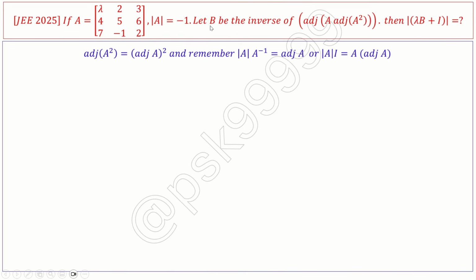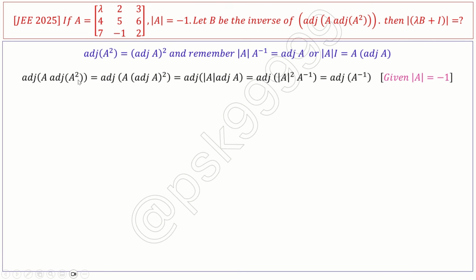So note down these formulae. Adjoint of A square is nothing but adjoint of A whole square. And remember the definition of inverse: determinant of A into A times A inverse is nothing but adjoint of A, and determinant of A times I equals A into adjoint of A. These two are basically the same; I just placed them here and there. So now let's simplify this one. Adjoint of A square I will write as adjoint of A into adjoint of A whole square. Now A into adjoint of A is nothing but determinant of A times I. So if I put that here, I am getting determinant of A into adjoint of A. This is what remains.